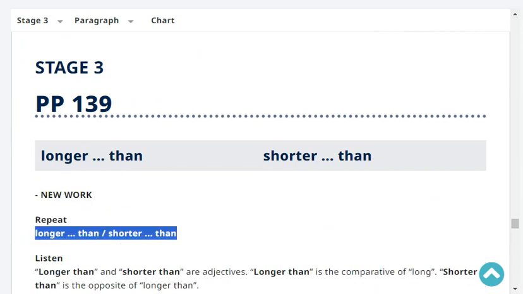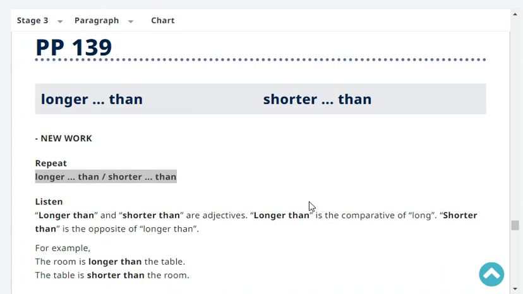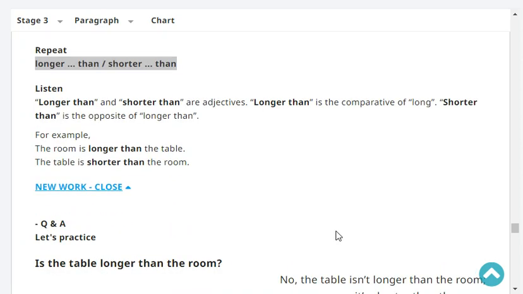Okay, one more. Longer than, shorter than. Okay, so those are words we use for comparing things. Listen. Longer than and shorter than are adjectives. Longer than is the comparative of long. Shorter than is the opposite of longer than. For example, the room is longer than the table, and the table is shorter than the room.